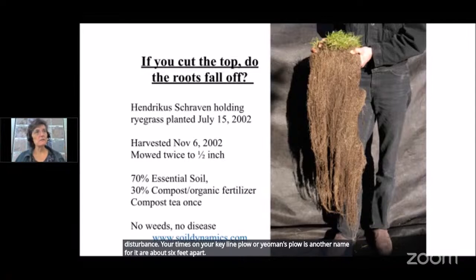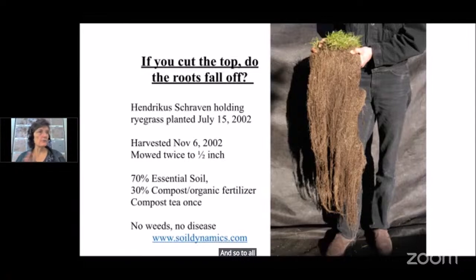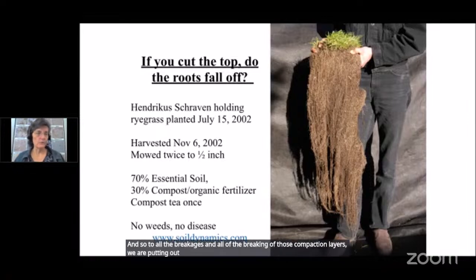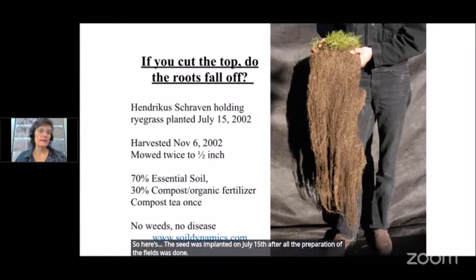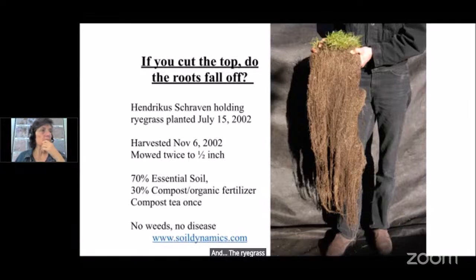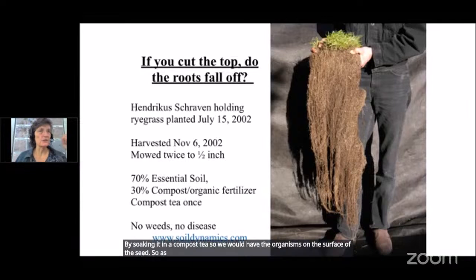We have compost tea or compost extract going into the soil on the back side of the stanchions, and so to all the breakages and all of the breaking of those compaction layers, we are putting out the proper biology down to a 4-foot depth. So here's the seed, which was then planted on July 15th after all the preparation of the fields was done, and the ryegrass was treated by soaking it in a compost tea, so we would have the organisms on the surface of the seed. So as soon as the seed germinated and started to grow, the biology would be on the roots, it would be on the stems.